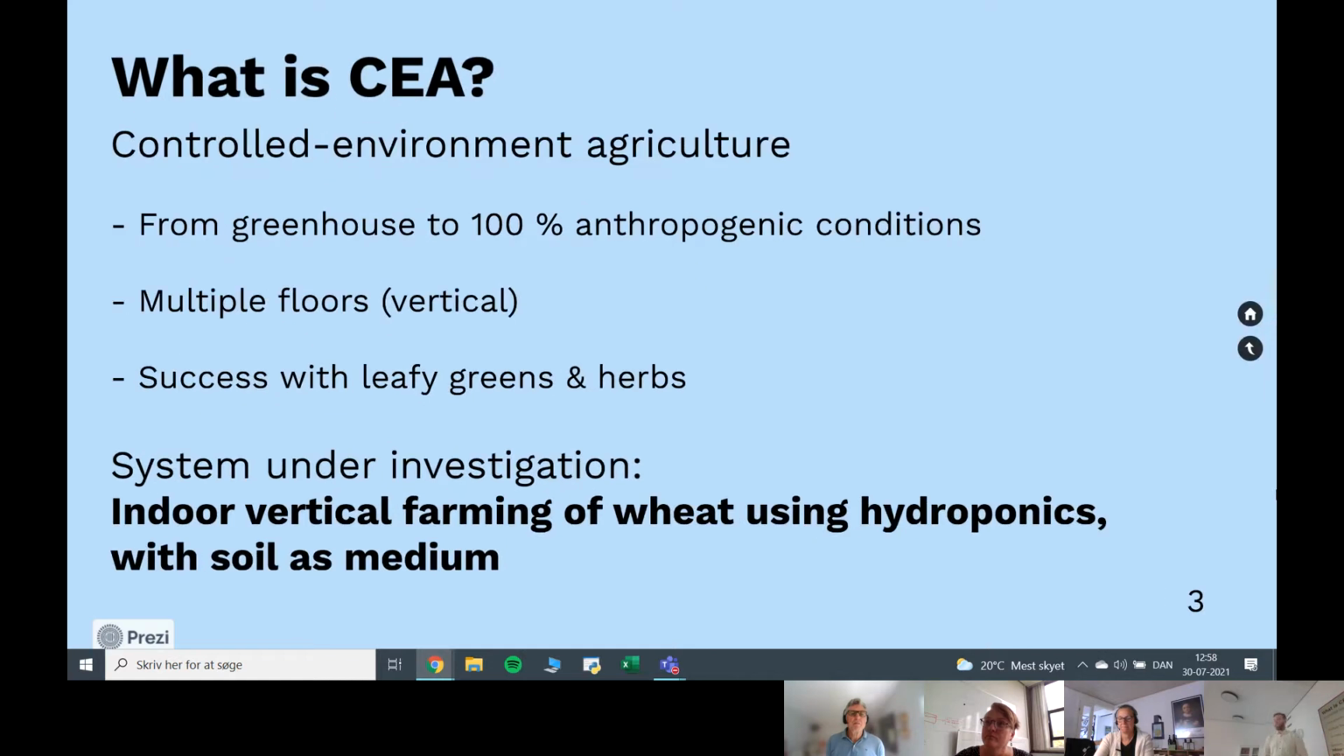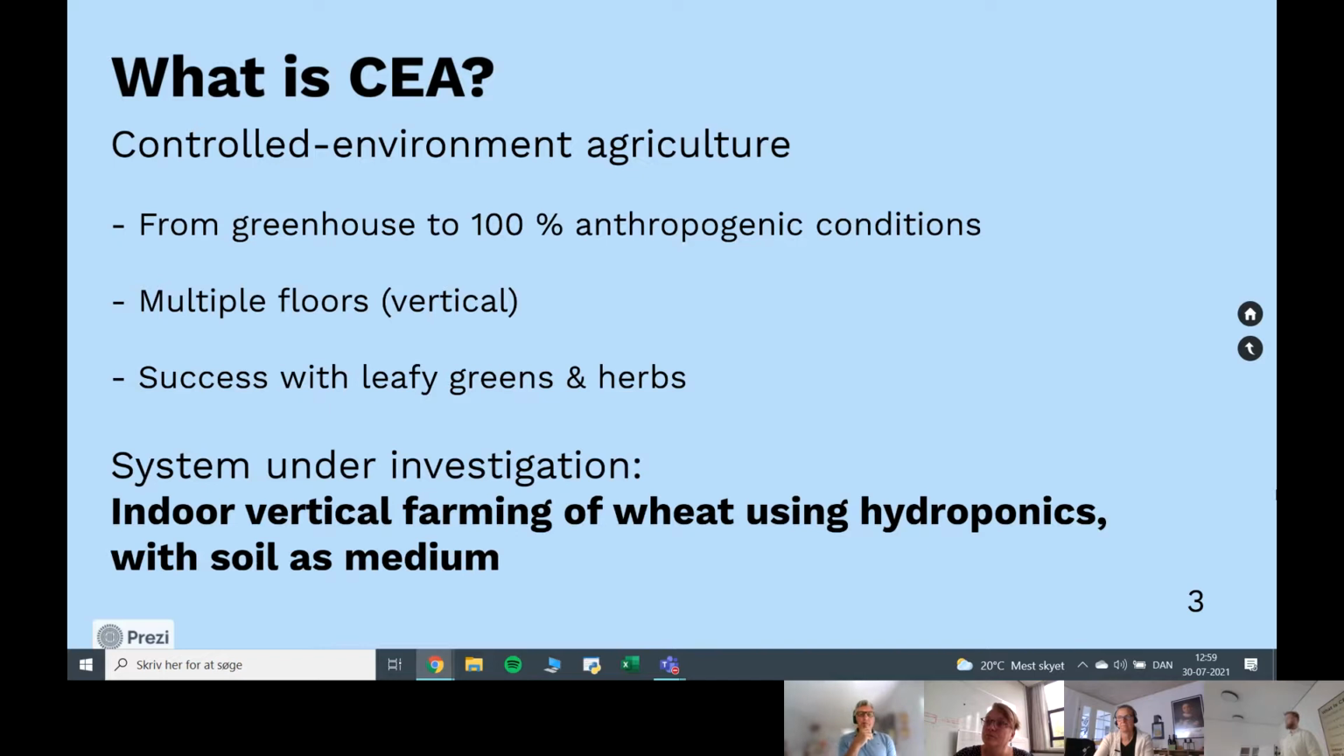So moving on to CEA. What is that? That is controlled environment agriculture. And it is everything from a greenhouse where you just monitor some of the processes or control some of the processes, like watering or irrigation, to some systems where you control everything, meaning the lighting, the pest control, the irrigation, the climate, the nutrients. Everything is under control, and most of these systems have automated processes.